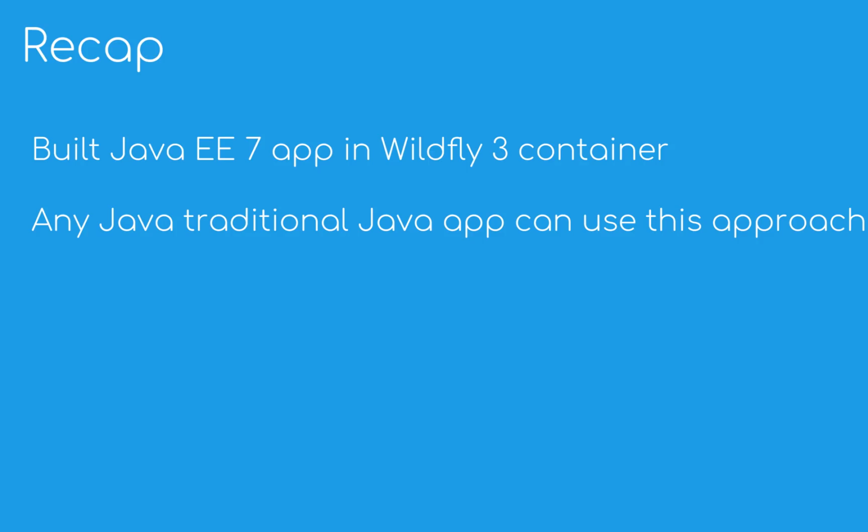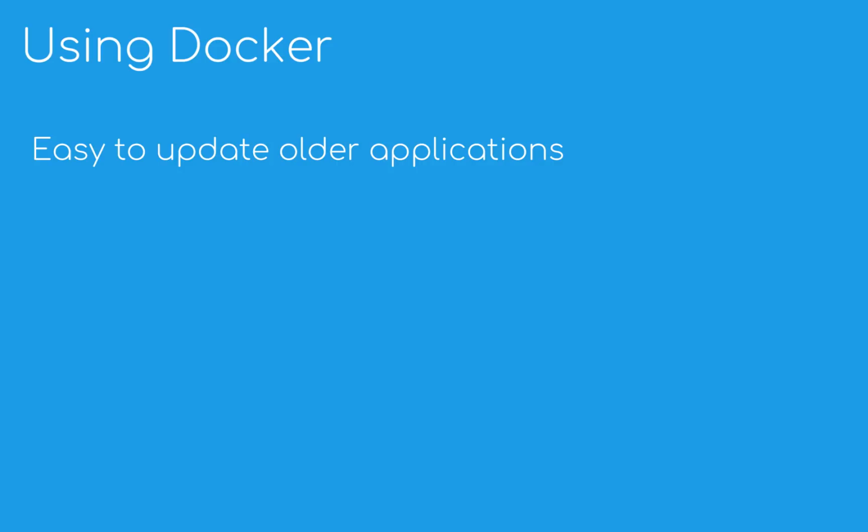I'm Sophia, and this is the third part of the Docker MTA series, Modernizing Java Apps for IT Pros. In part two, I showed you how to build a Java EE7 app from source and then deploy it on a Wildfly container. And you can use the exact same approach for any Java app and run them in the container. So one of the big advantages of containers is that it can ease the process of updating older applications by replacing parts of the application as needed.